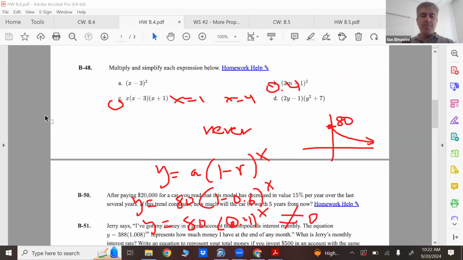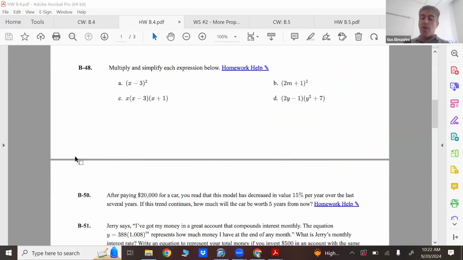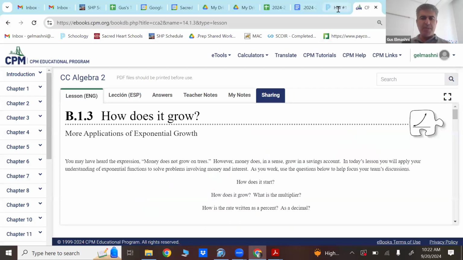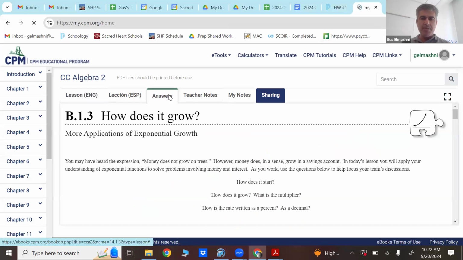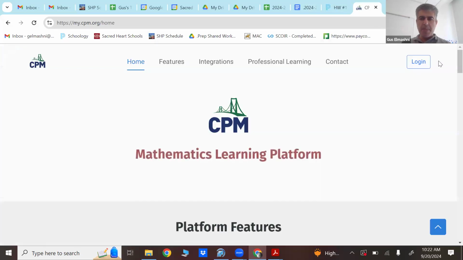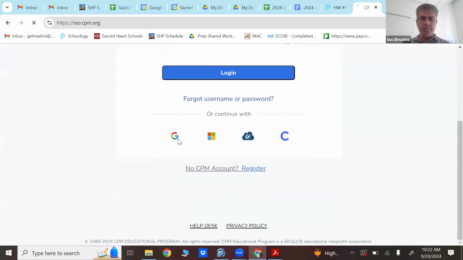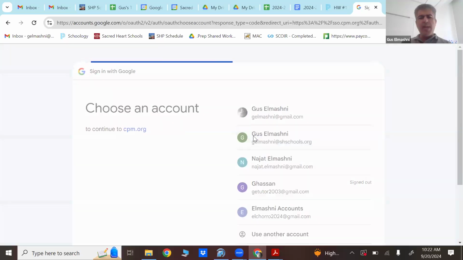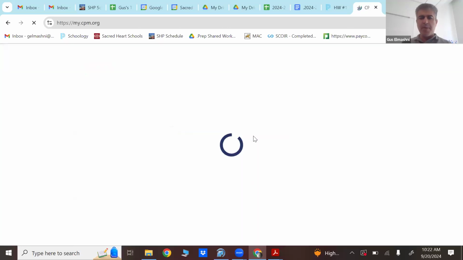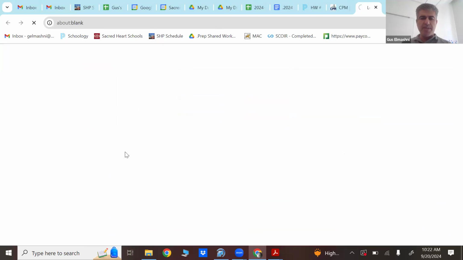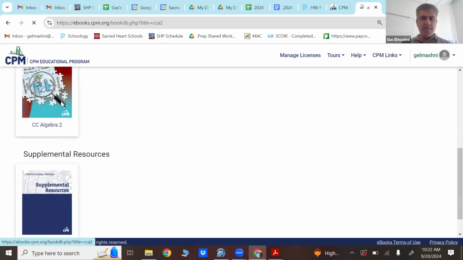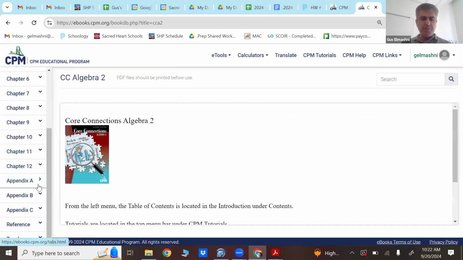Okay, for 48, that's just what we call foiling or expanding. I think in the interest of time, let me actually pull up the answer key. That might help speed things up. And I'll do any that you have questions on. But for me to go over each of these problems, I'm starting to realize it's going to take too long. So let's see here. That's 48.